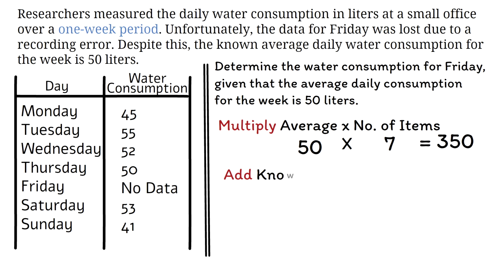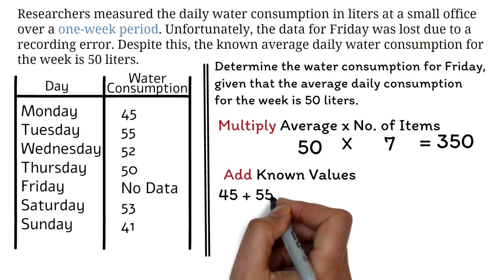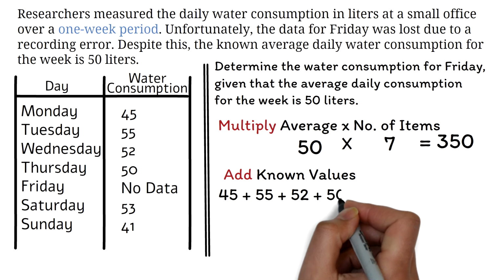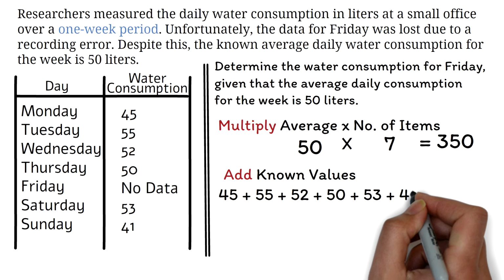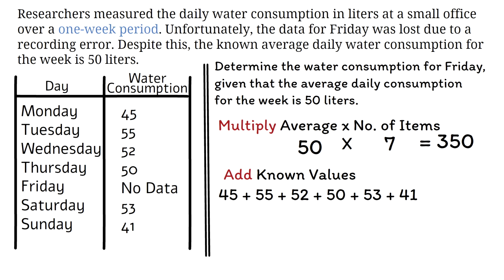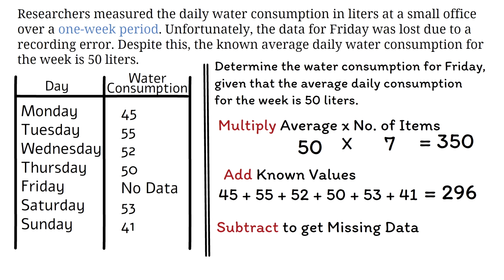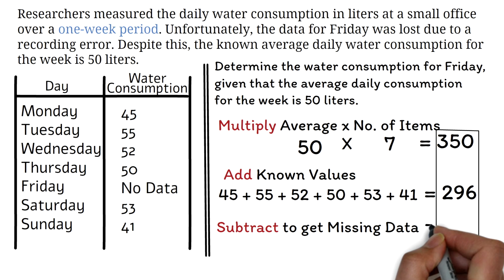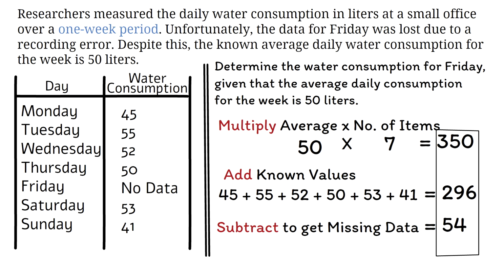Next, we will add all the values we have been given. 45 plus 55 plus 52 plus 50 plus 53 plus 41. This will give us 296. To find the missing data, we will subtract the 296 from the 350 total. This will give us 54 as the water consumption for Friday.